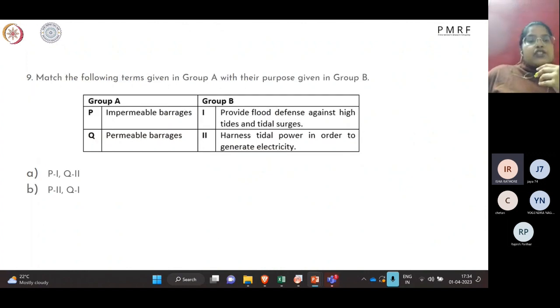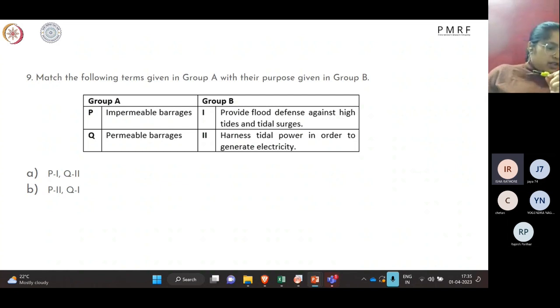So moving on to question 9, match the following terms given in Group A with their purpose given in Group B. So in Group A, we have impermeable barrages, and in Group B, we have permeable barrages. So these are basically structures which are created to prevent or control the movement of water. So things like dams and tidal power plants are examples of barrages. So you have basically a structure which limits or controls the movement of water, holds the water, and allows the water to move in a controlled fashion. That is, you can control the movement of water.